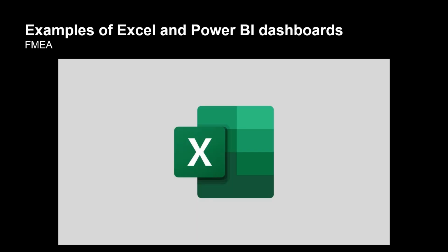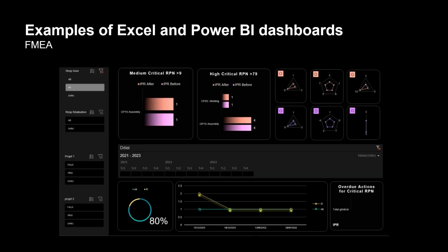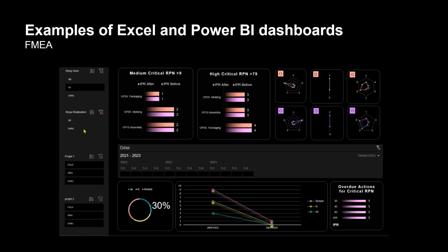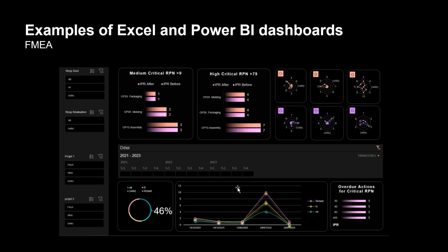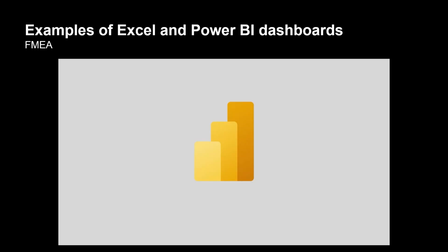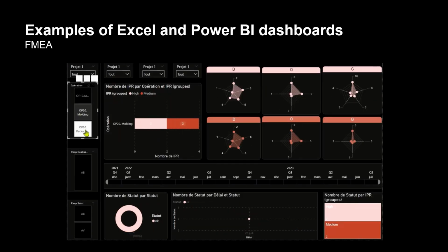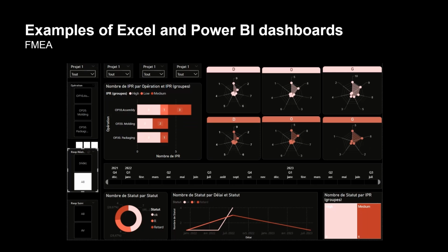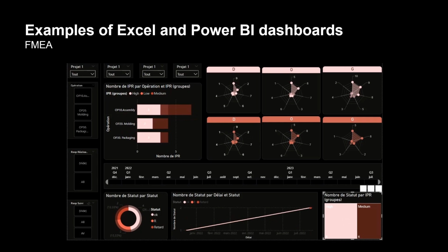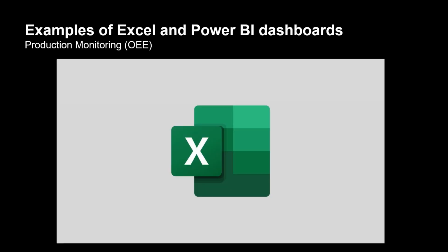Example 2. FMEA Risk Analysis. Excel allows easy calculation of criticality indices with pivot tables and charts but lacks automation and multi-source data consolidation. Power BI provides better flexibility by connecting to various databases, offering automated data processing and deeper trend analysis with interactive visuals.